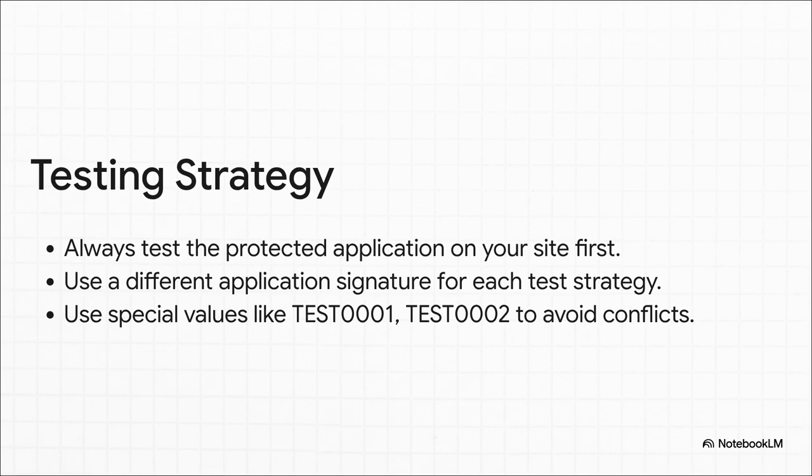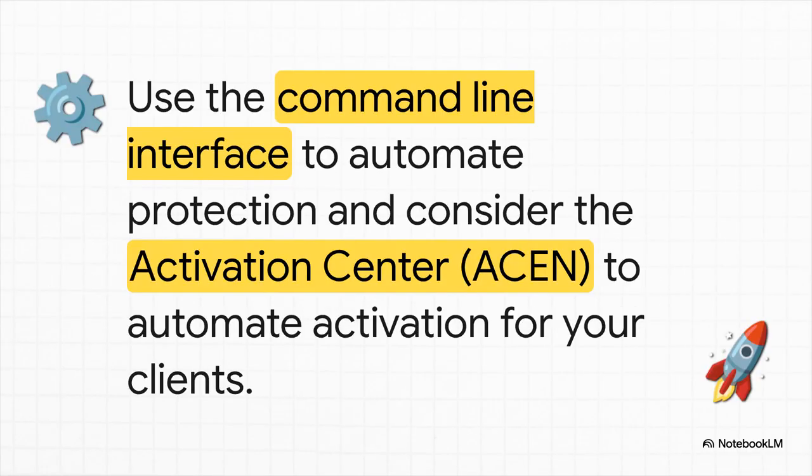And here's a pro tip for your testing strategy. When you're playing around with different protection settings, use unique, temporary application signatures. Call them something like test0001 or test0002. Why? Because this keeps your tests isolated and prevents a failed experiment from messing up the license data for your official builds.